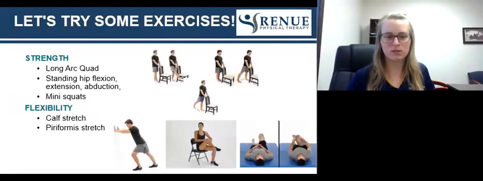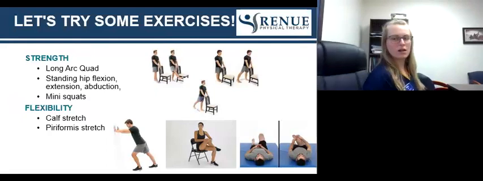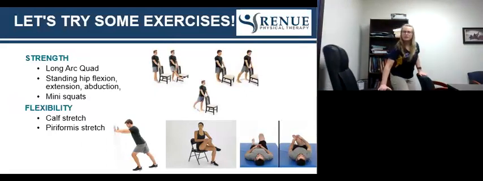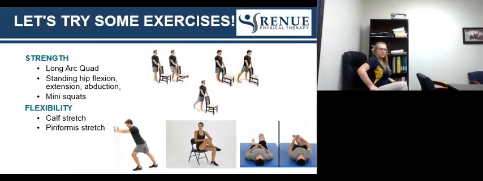And next, we have some strength and flexibility exercises. The first exercise is called a long arc quad. If you can see me. Not quite. But what you do is you're sitting in your chair and you tighten the top of your muscles here and just extend your knee out. You'd hold that for about 5 seconds and then relax.